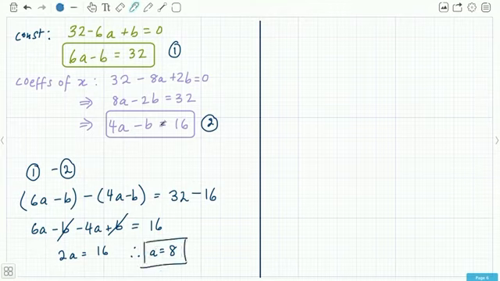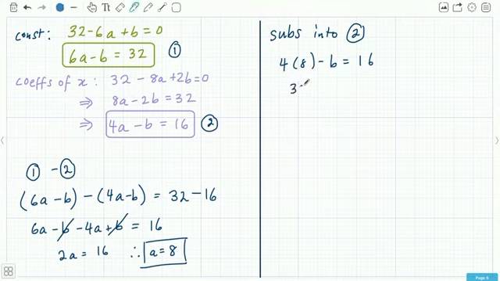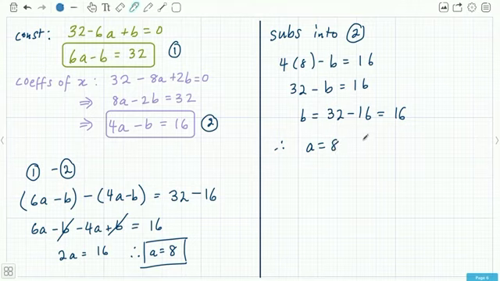So we found a. You can substitute this back into either of the equations. So I'm going to substitute back into 2. It's got smaller numbers. So 4 times 8 minus b equals 16. 8 fours are 32. b equals 32 minus 16, which equals 16. So therefore, a equals 8 and b equals 16.